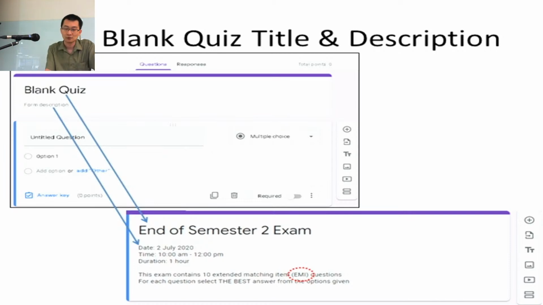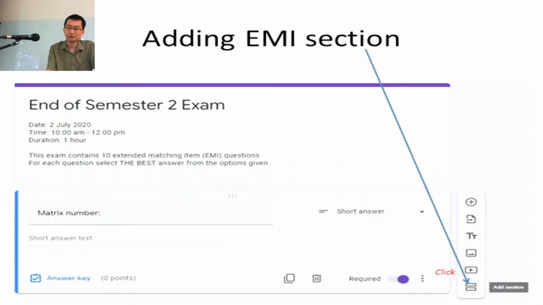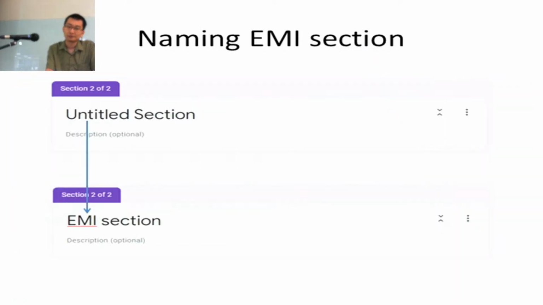Right. So again, like before, we have to do the matrix number part. And then after that, add section. This time we name it EMI. Just now was OBA. Okay, actually the sectioning part I didn't explain.